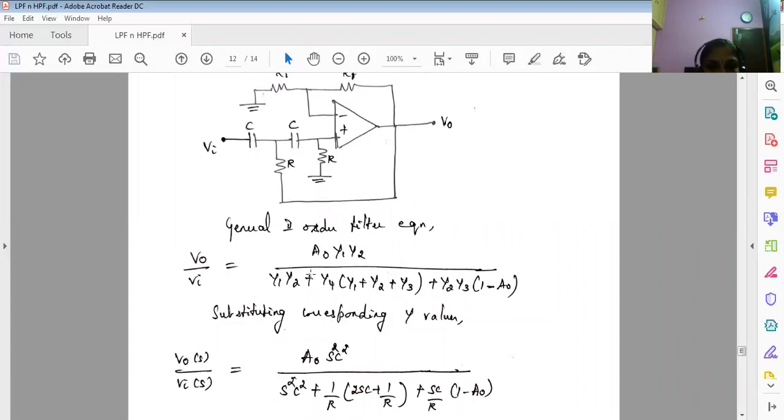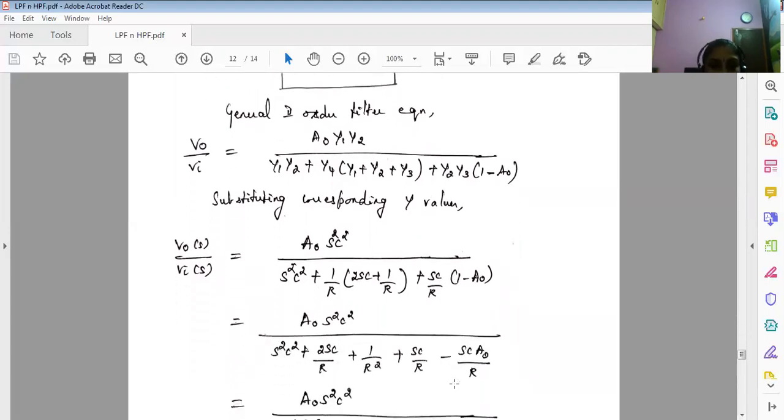So substituting, A naught into S square C square, since y1 y2 will once again be S square C square, plus y4, which is 1 by R, into y1 plus y2 plus y3. Y1 and y2 will be 2 into SC and y3 is 1 by R. So 2 SC plus 1 by R, and here it is y2 y3, so SC by R into 1 minus A naught. In the next step, I'm splitting all the components out of the bracket and then finding the common LCM.